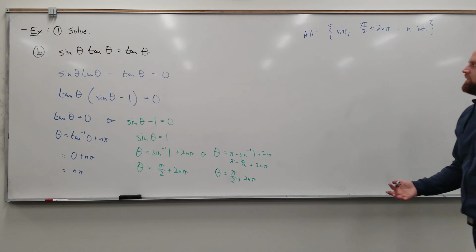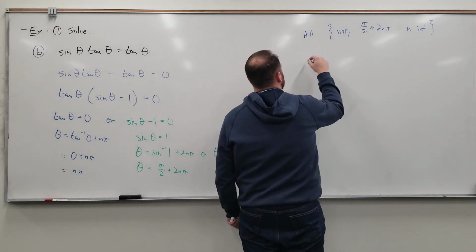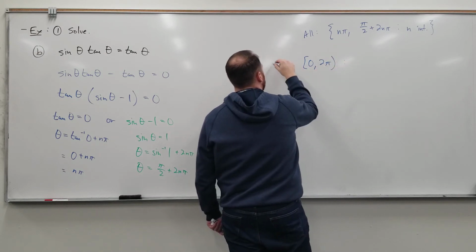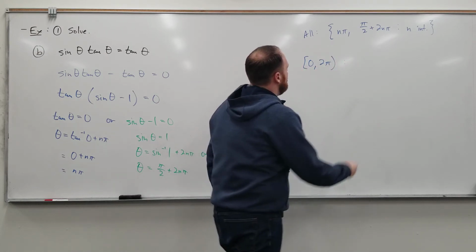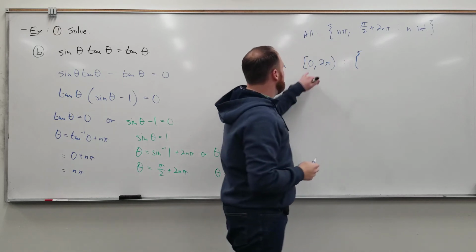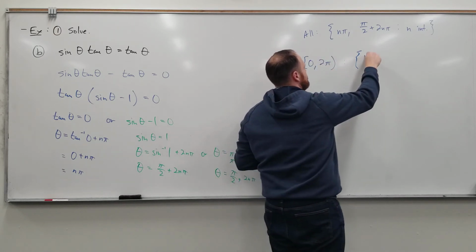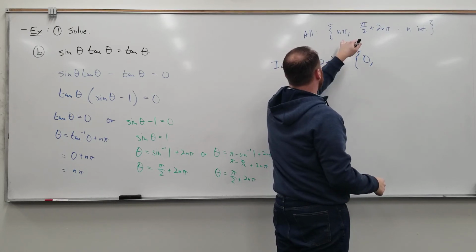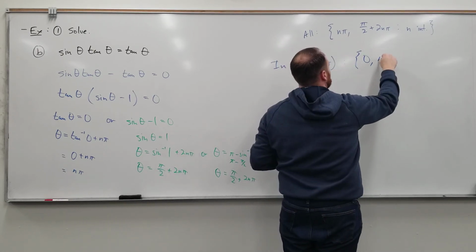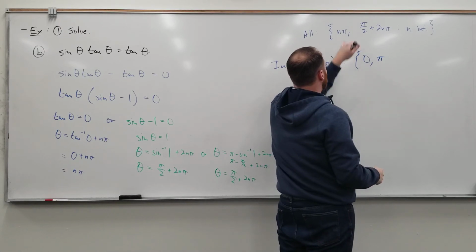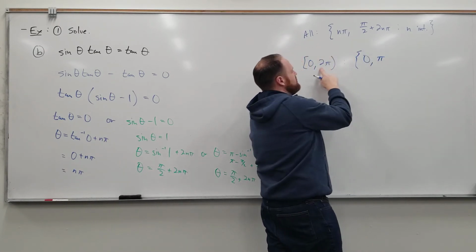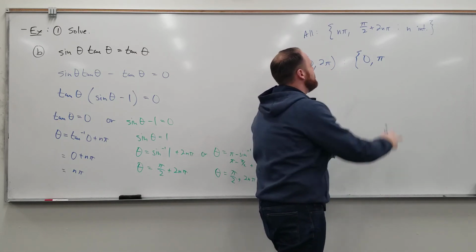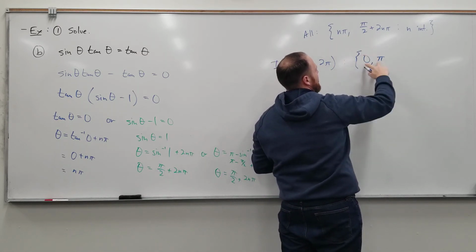If you're just looking for the solutions that live in the interval from 0 to 2 pi, okay, well, then we can say if I plug in 0 for n, that's a solution. If I plug in 1 for n, that's a solution. If I plug in 2 for n, I'm going to get all the way to 2 pi, and that's too far. We don't want to include 2 pi in our solution set. So these two solutions come from n pi.